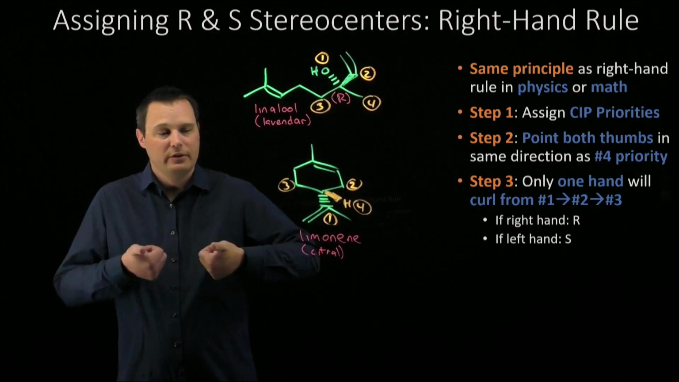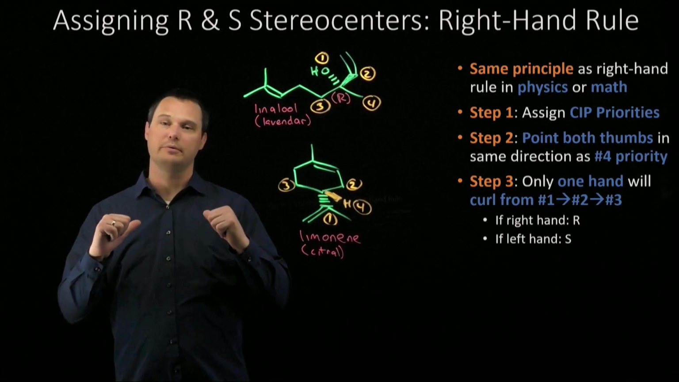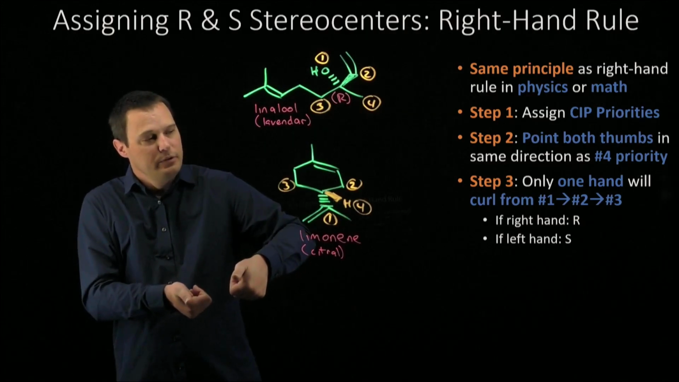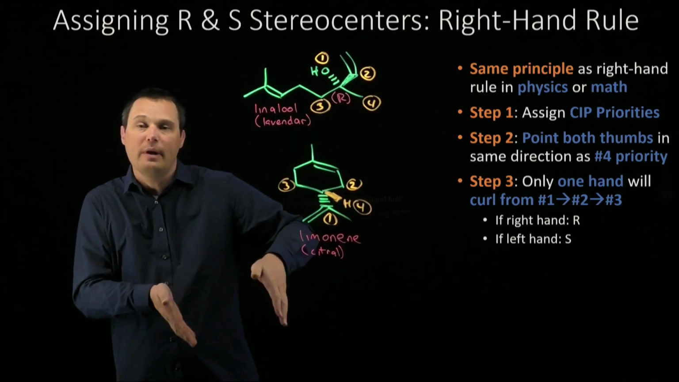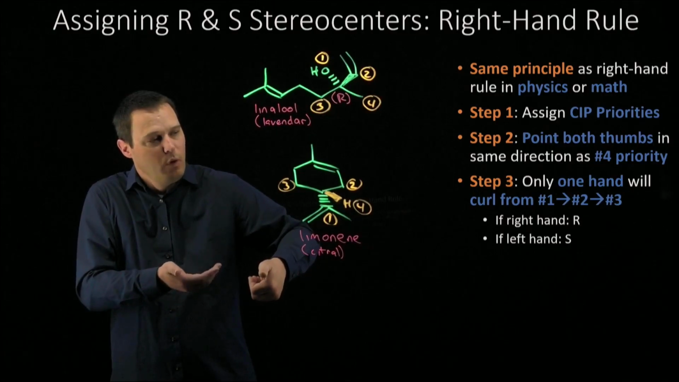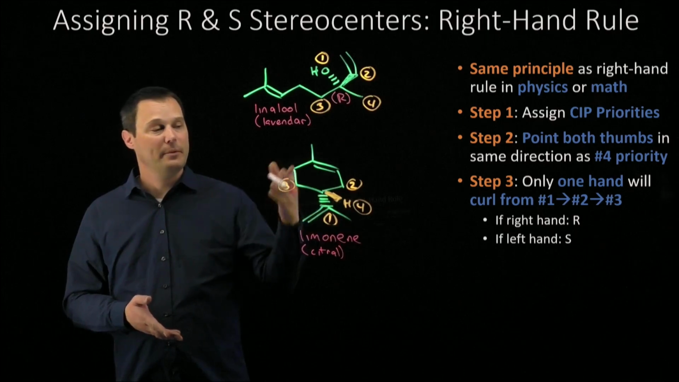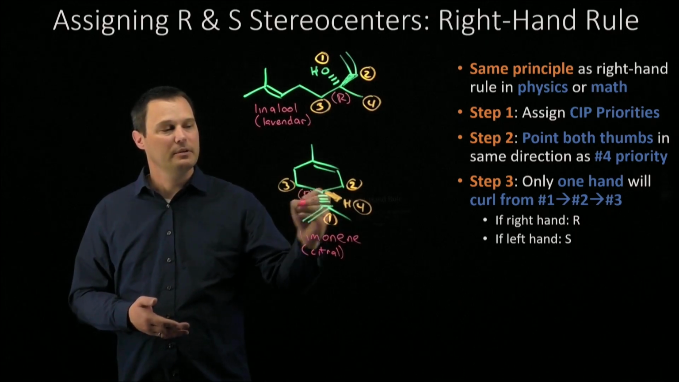With limonene, the hydrogen is pointed towards you as the viewer. From your perspective, you do the thumbs-toward-you pose. With number 4 pointed towards you, we check to see which hand curls to wrap from 1 to 2 to 3 in order. For this molecule, it's my right hand that wraps from 1 to 2 to 3. My left hand wraps from 1 to 3 to 2. Since it's my right hand that wraps from 1 to 2 to 3, this stereocenter is an R stereocenter.